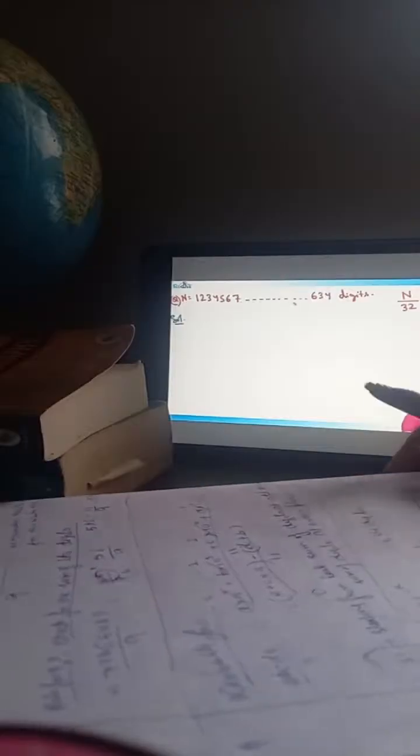One, two, three, four, five, six, seven, eight. Then written till 634 digits, right? So N divided by 32, what is the remainder? So first you should focus on this. N divided by 32. So 32 means what? It is 2 raised to 5.